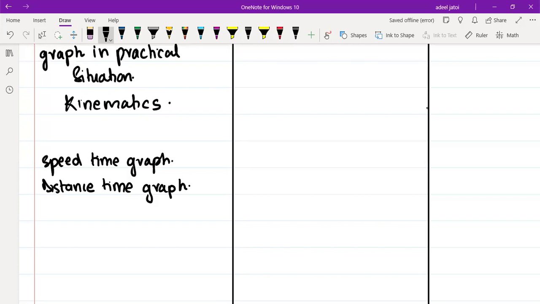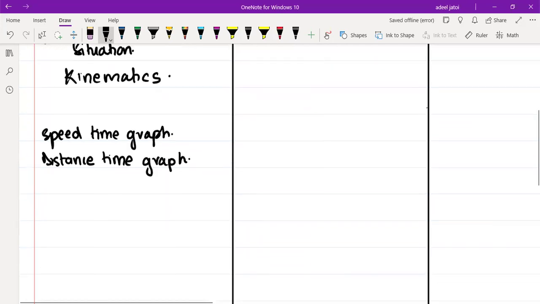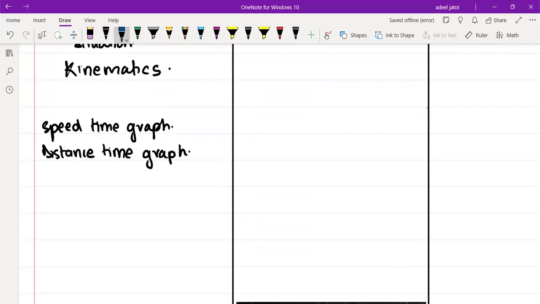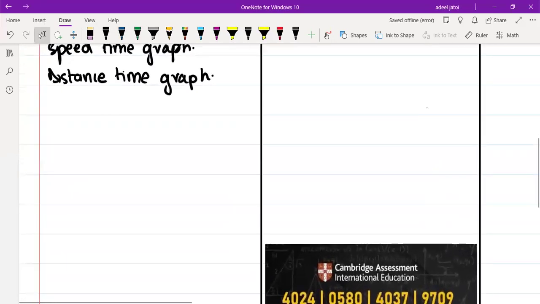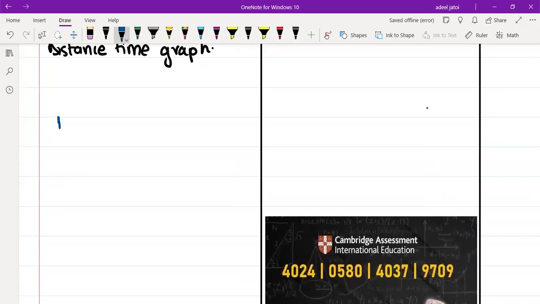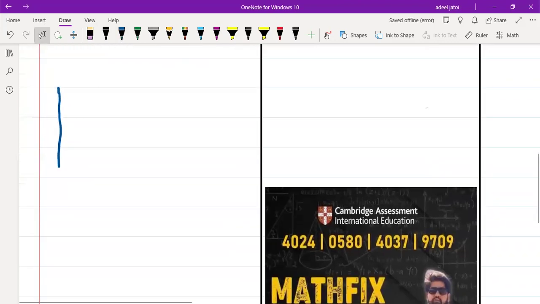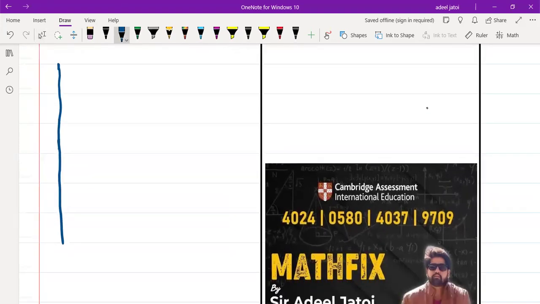One is the speed-time graph. The other one is the distance-time graph. So we'll be starting off with the speed-time graph so that we can directly link this with your distance-time graph as well. Considering that you have axes, this is your x-axis, this is your y-axis. Your y-axis represents speed, whereas your x-axis represents time.